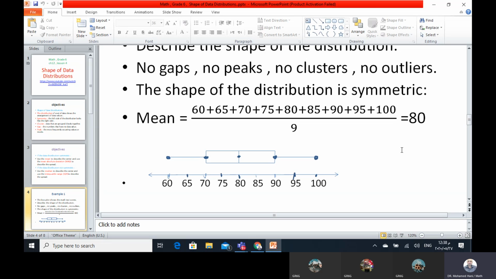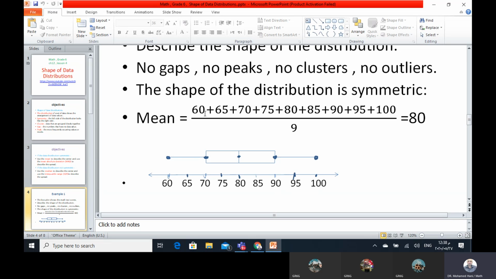When you have a symmetric shape, just find the mean and find the mean absolute deviation. How to find the mean? Add all the data, divide by the number. Here we have 1, 2, 3, 4, 5, 6, 7, 8, 9, so divide by 9. It will be 80. This is the mean. How to find the mean absolute deviation?